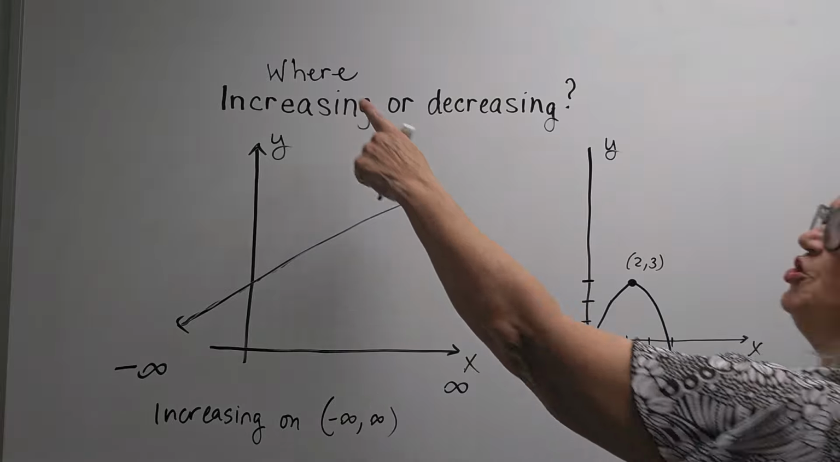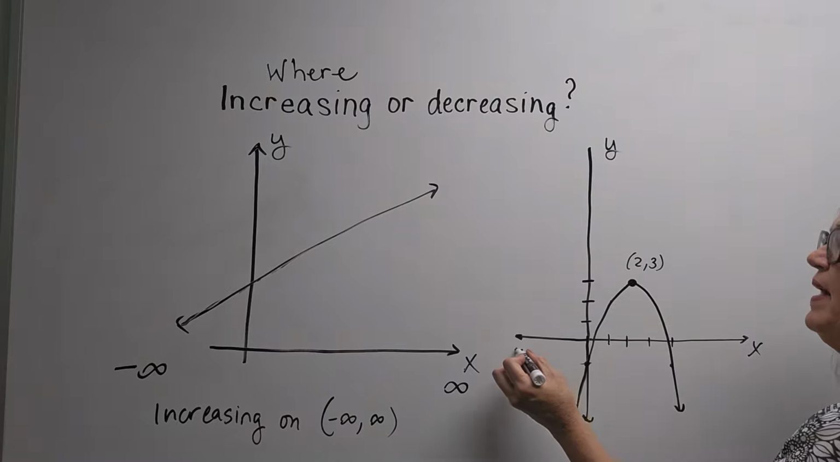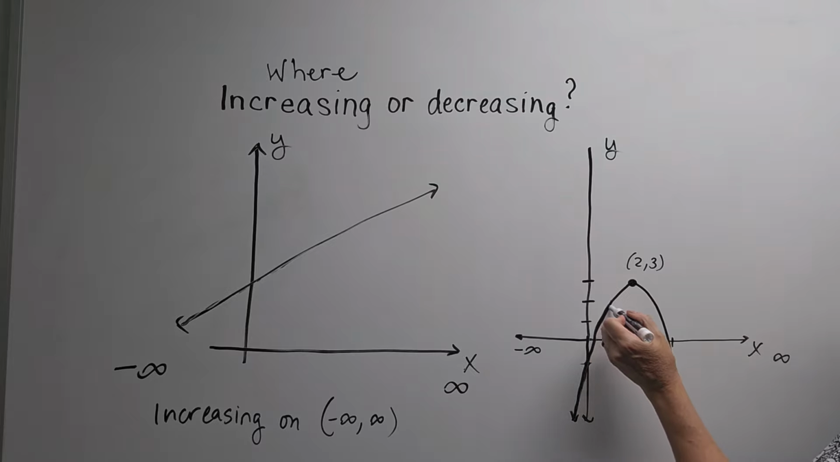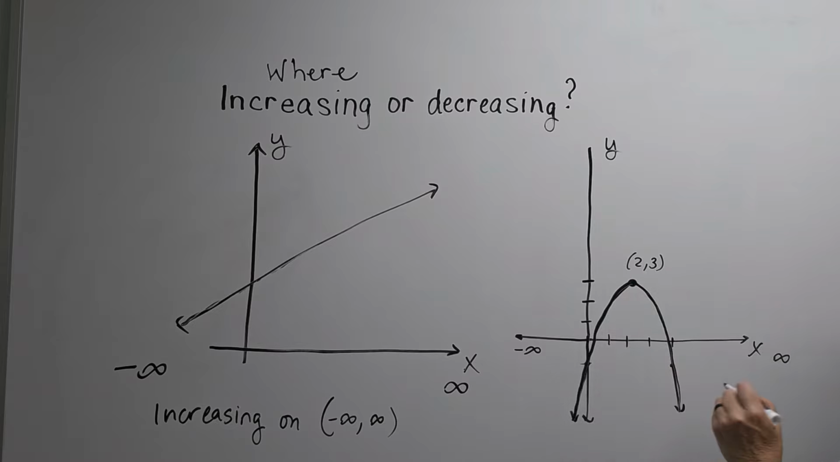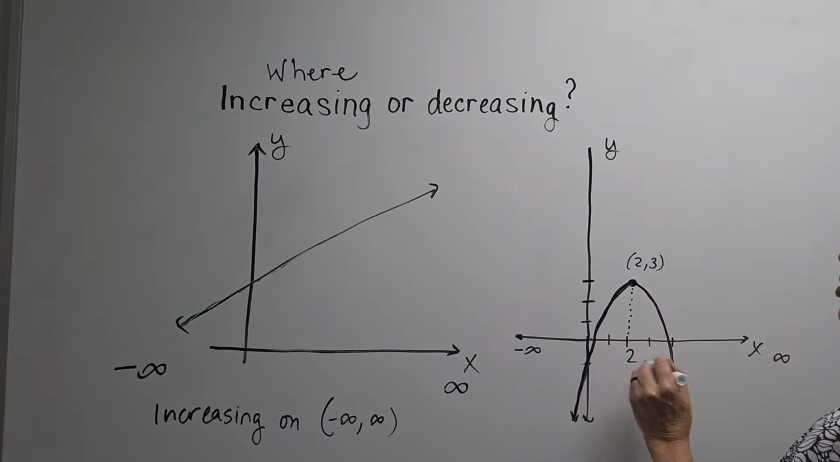So when we ask the question where, our answer is going to be based on x values. So again, we're going from minus infinity to infinity, and you'll notice that as I travel from left to right, if I follow the curve of the function, it's increasing vertically. It's getting higher and higher. But at this point, suddenly, it's decreasing as I continue to move from left to right. So something happens here, a change happens at 2.